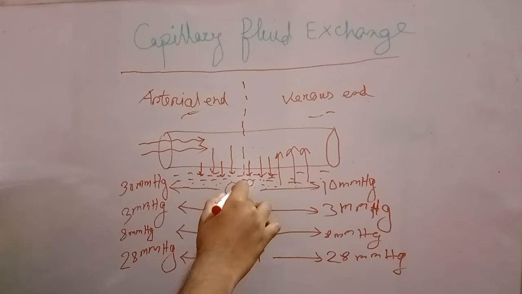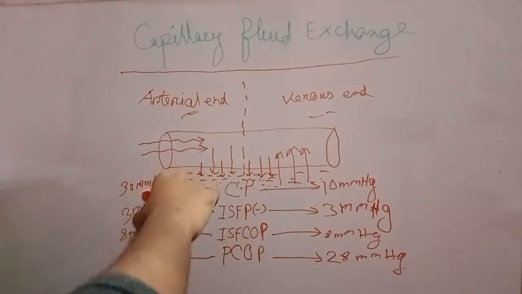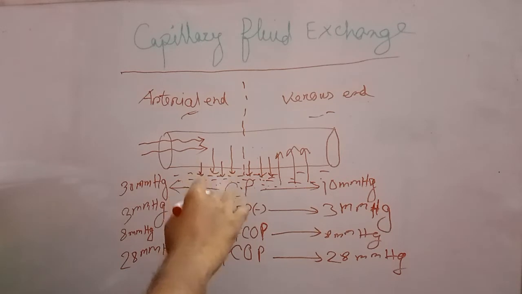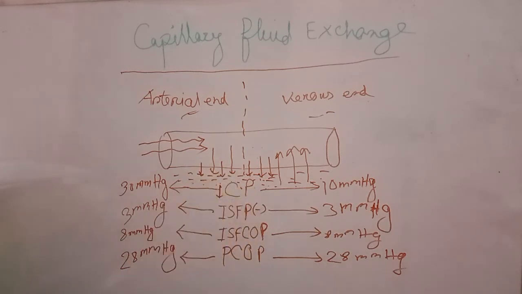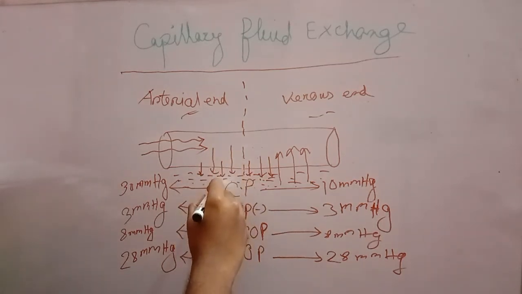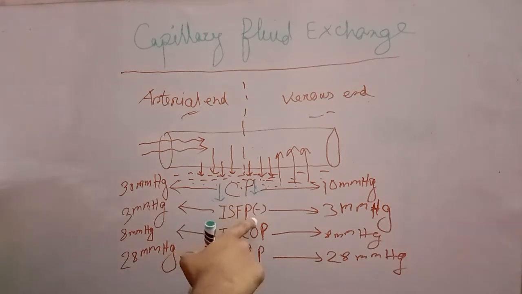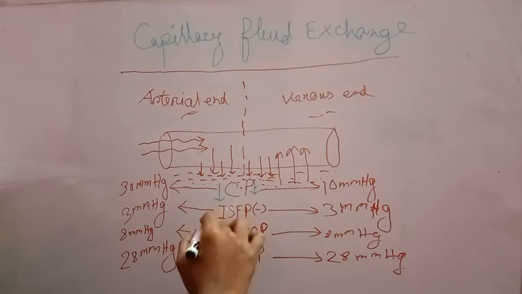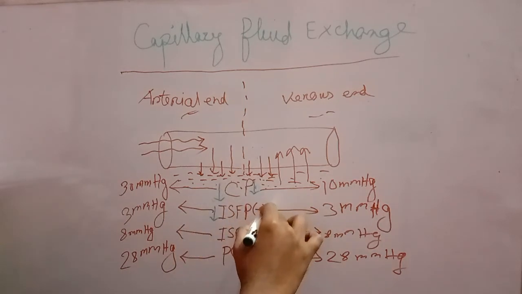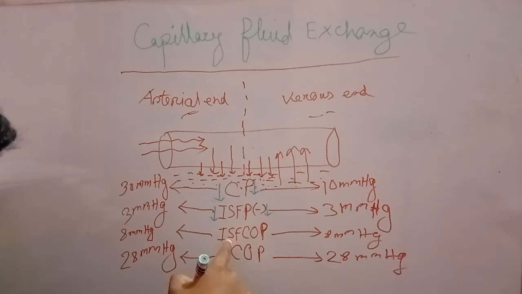The capillary pressure is trying to move the fluid outward, obviously. Okay, and the interstitial fluid pressure is obviously also trying to move the fluid outward, and the interstitial fluid colloidal osmotic pressure is also trying to move the fluid outward.